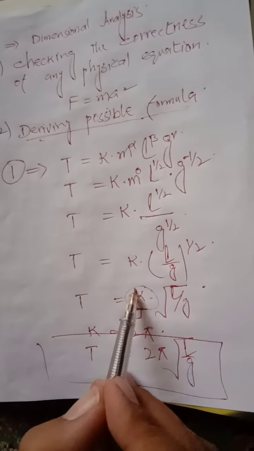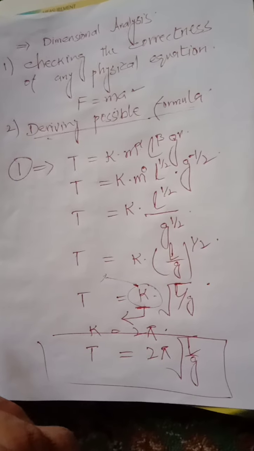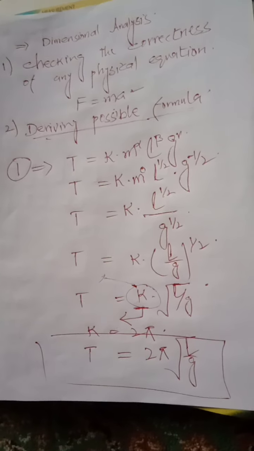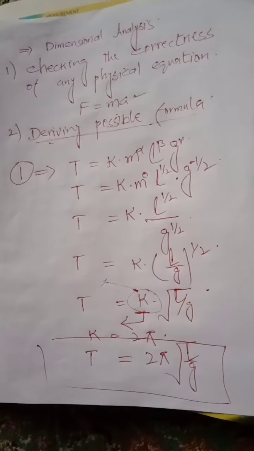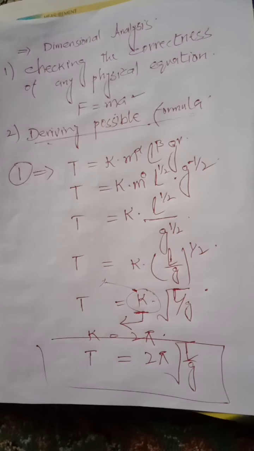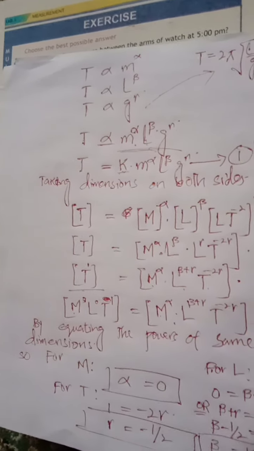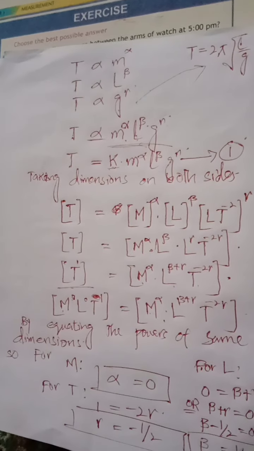So this is actually the limitation of dimensional analysis, or we can say that this is the drawback of dimensional analysis, which does not give us complete information about the proportionality constant. So I hope that you have got the concept of dimensional analysis and how to derive any possible formula.